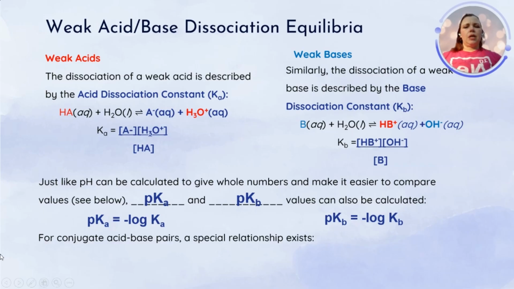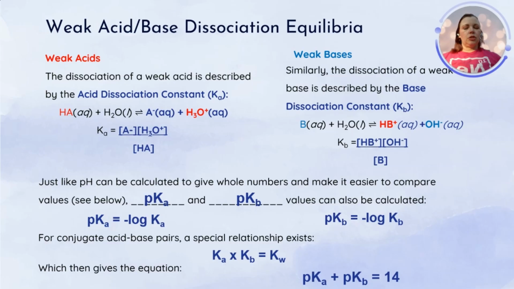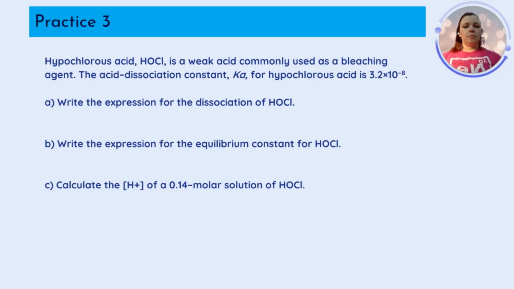What we mean by that is, if you have ammonia as your weak base, and then its conjugate acid, ammonium, their Ka and Kb would multiply together to give you Kw. And that allows us to also derive this equation, which is pKa plus pKb is equal to 14, remembering that Kw is a constant, which at 25 degrees Celsius is 1.0 times 10 to the negative 14.